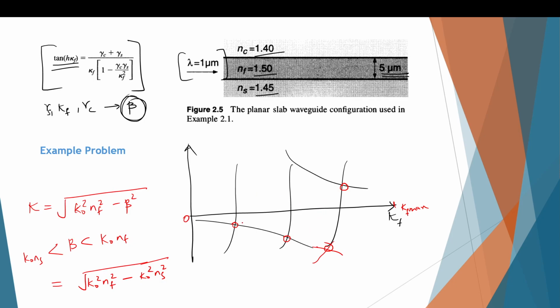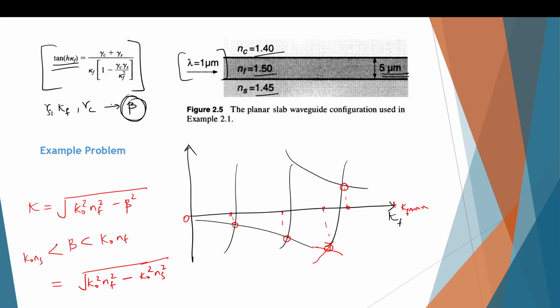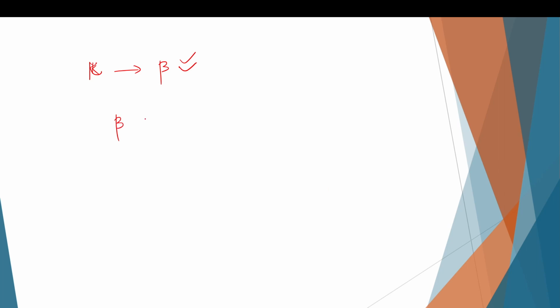So from these 4 solutions, I can find out the value of kappa, right? Once I know the value of kappa, I can find out the value of beta. And once I know beta, I can also find out gamma C and gamma S. So since there are 4 values of kappa, that means there will be 4 beta values, which means 4 modes will be confined.